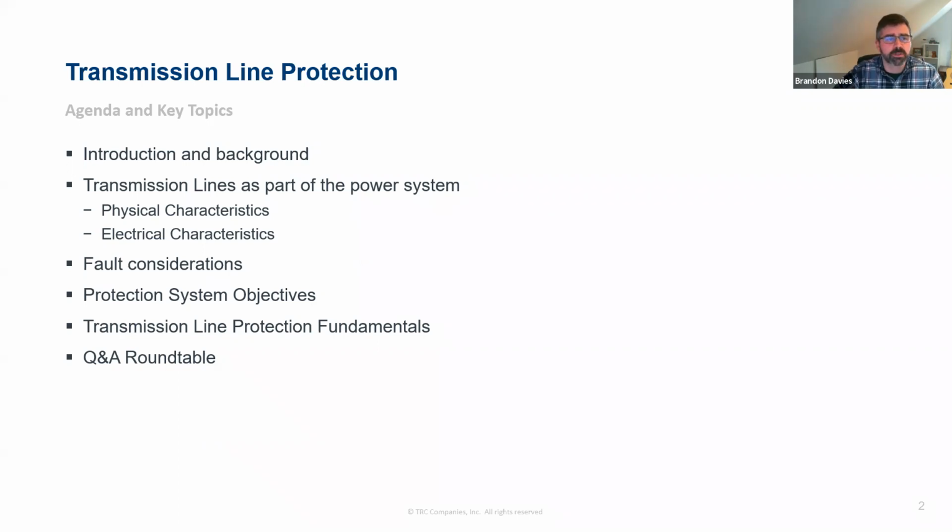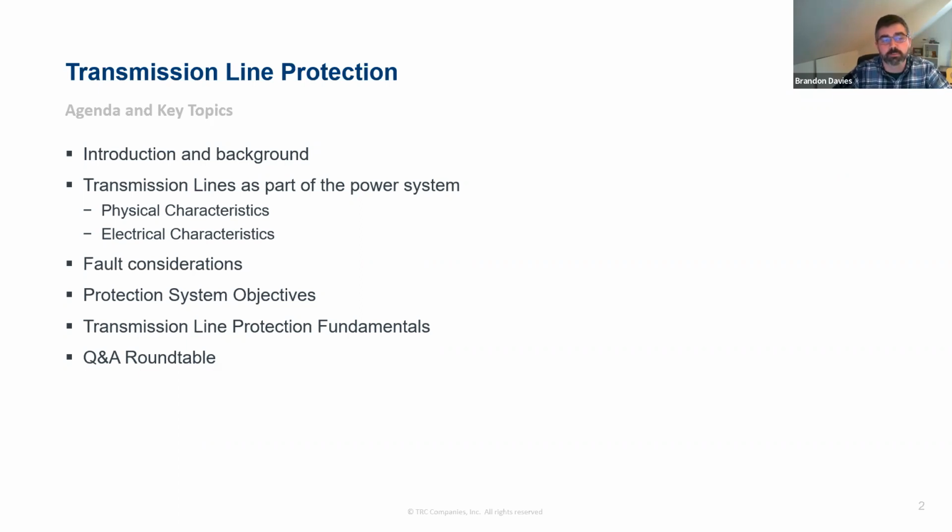So for the agenda for today, really going to start out with an introduction about myself and my background, and a little bit about my career path and work that I've done over the years. We'll take a look at transmission lines and how they act in the power system, what they're there for, what their physical characteristics and electrical characteristics are, and the types of things we need to consider when looking at faults on the transmission system, or in particular on transmission lines.